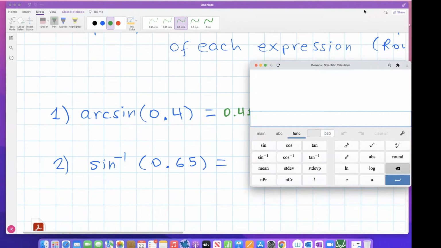Welcome, welcome, Jay. We just started. Let's continue. We are showing how to compute sine inverse using the calculator at this time.